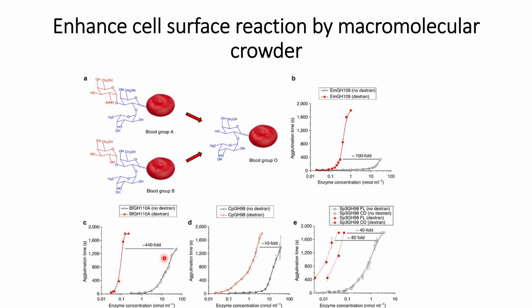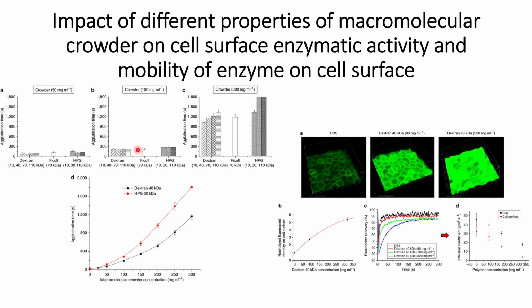It reaches a maximum of 440 fold with this enzyme BFGH 110A with dextran. So here they wanted to check the impact of different properties of macromolecular crowder. They used different macromolecular crowders at different concentrations, and these concentrations can be related to the biopolymer concentrations found in the body.